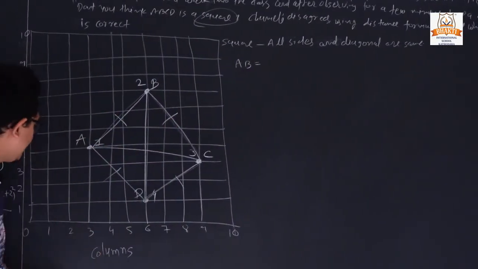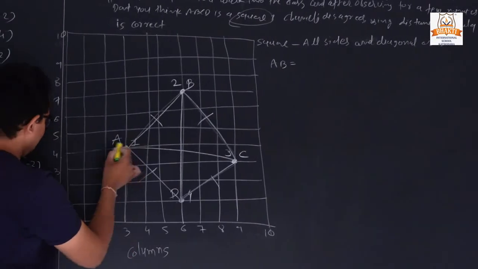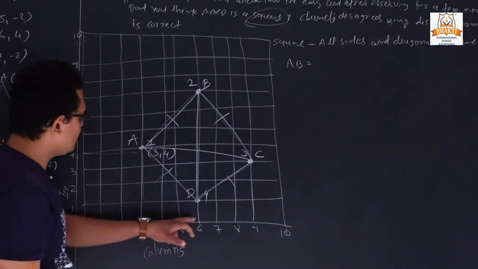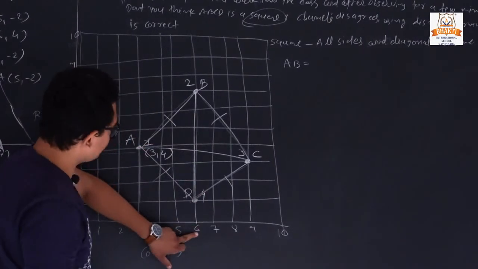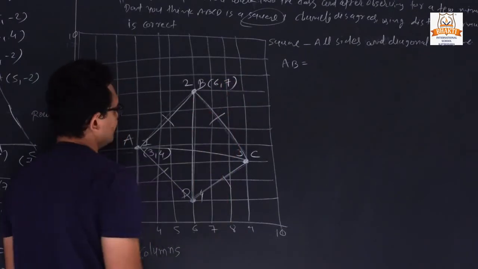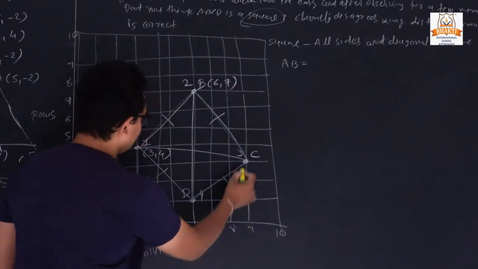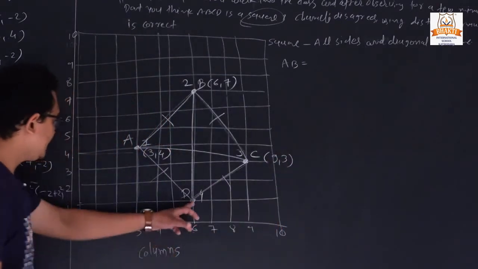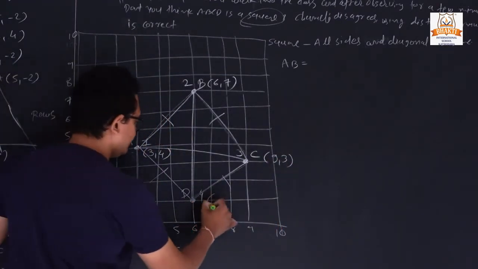So what is the coordinate of A? See that 3 and here 4. So (3, 4). What is the coordinate of B? So x coordinate is 6 and y is 7. So (6, 7). Coordinate of C (9, 3). Coordinate of D (6, 1).